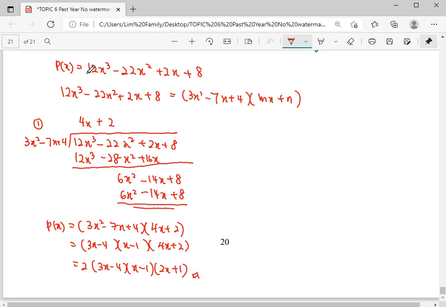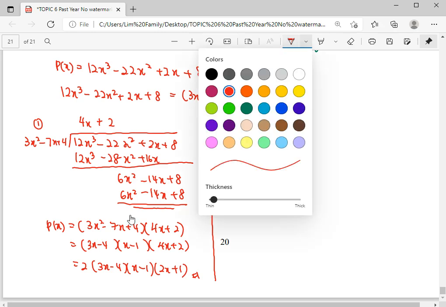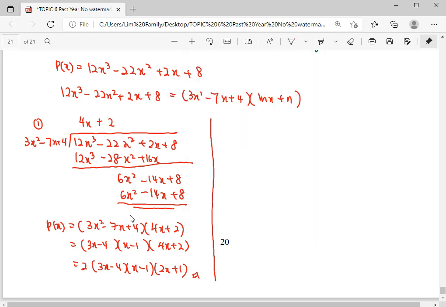So for a cubic, normally we will have 3 linear factors. That will be our first method, where we do it by long division. Another method is to do it by comparing. So we expand this to compare that. This is our factor form, and this is our expanded form of the polynomial. So we try to expand the right hand side.